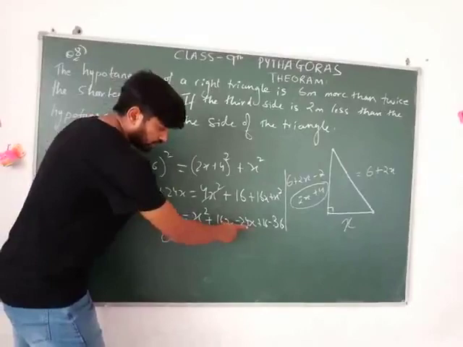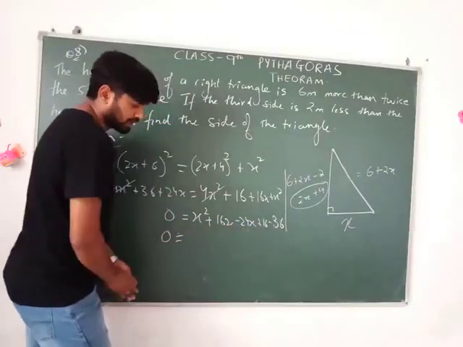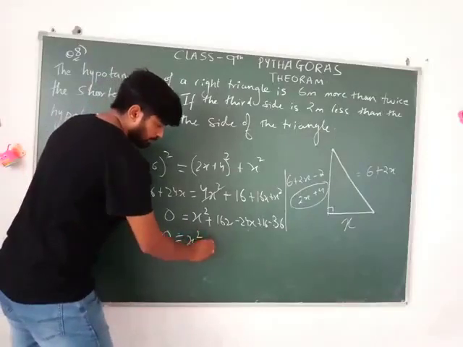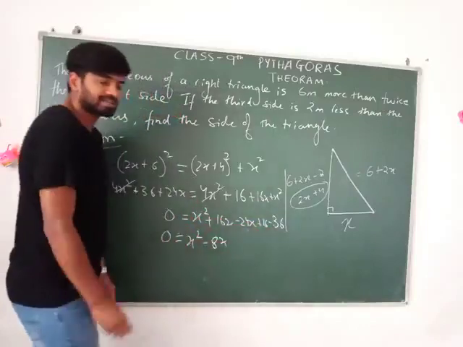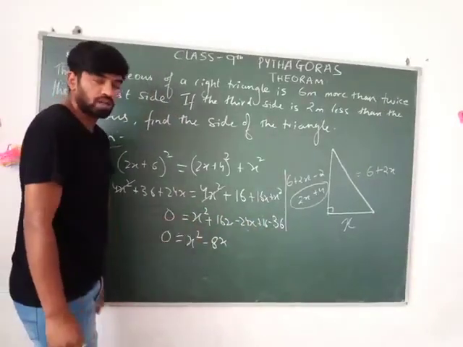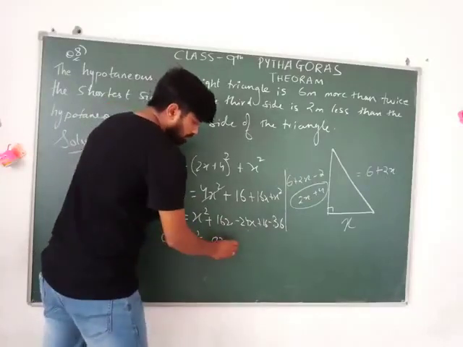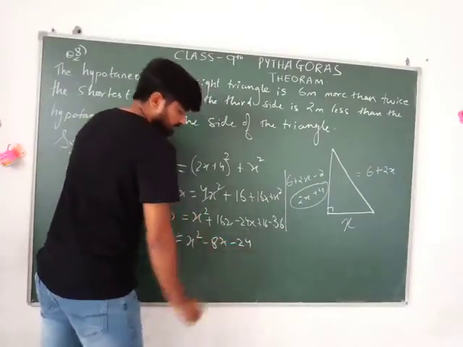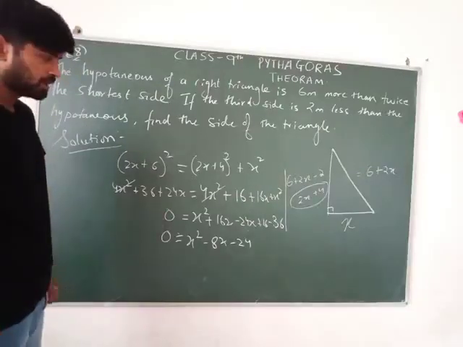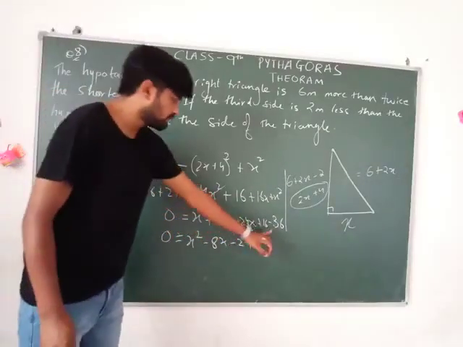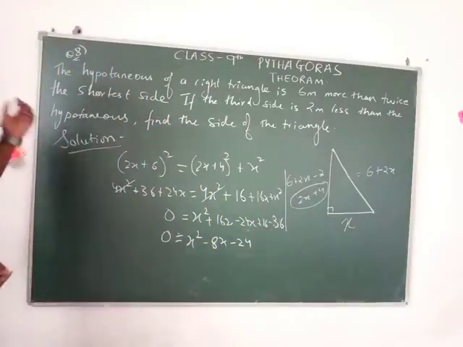If you solve this out, what will you be getting? You'll be getting 16x minus 24x, that is x square minus 8x, right? And plus 16 and minus 36. What's the value you're going to get? Think about it. I hope it's clear. So when I solved this, I got this. I hope you guys are getting it.